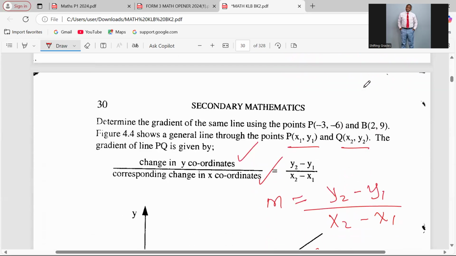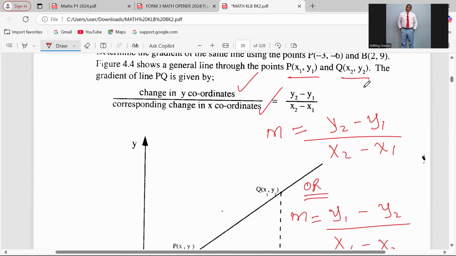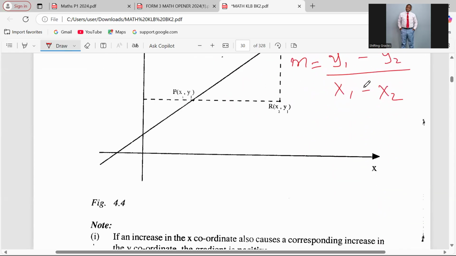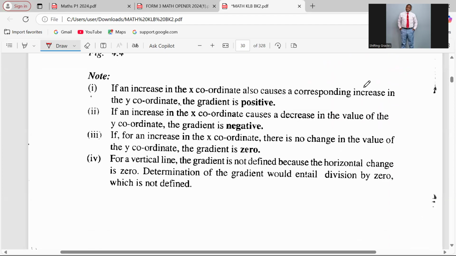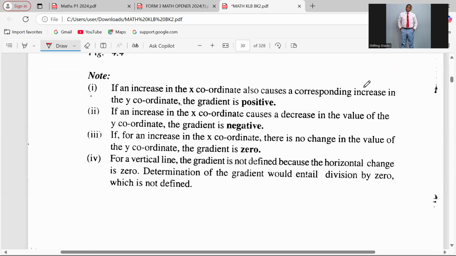So that is the general formula we can use to calculate gradients, unless other information is given, because gradient can be found using very many approaches for a given straight line, depending on the provided information.